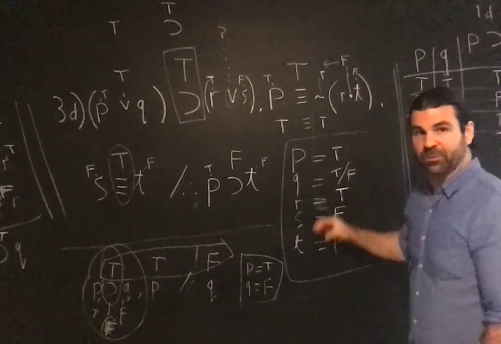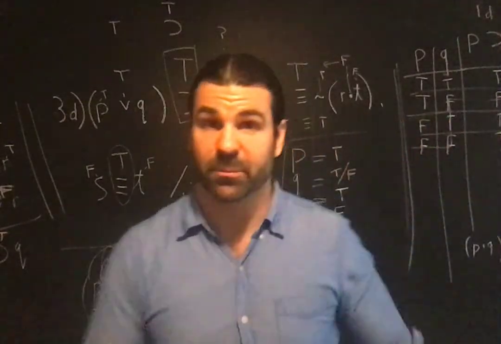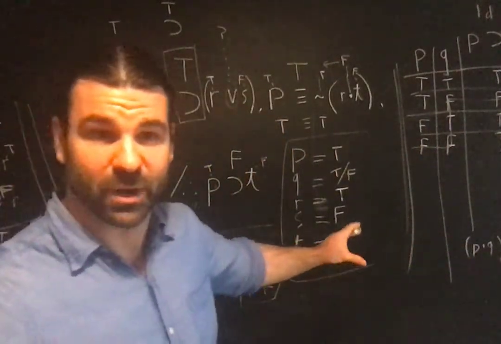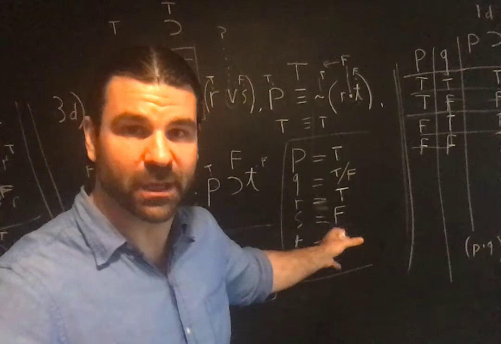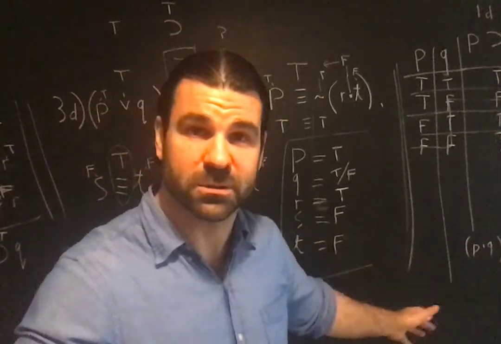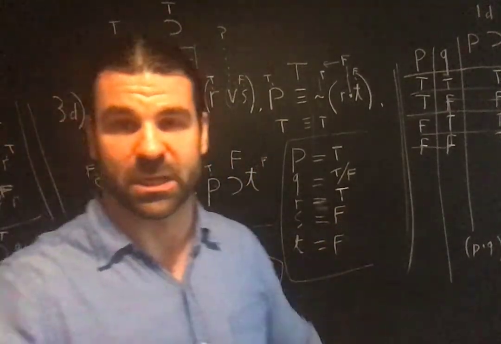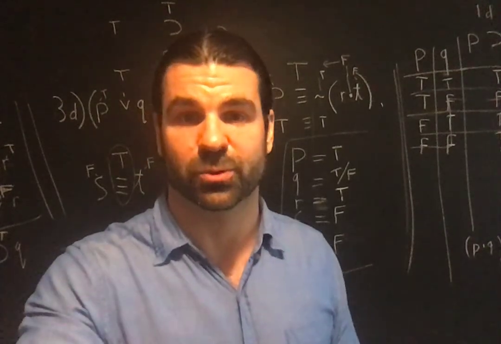Both of them are counterexamples. So what you do, if you're doing this in the exam, you provide that box and you write in words, this assignment of truth values makes the premises true and the conclusion false. This is a counterexample, right? So that is the short truth table method.